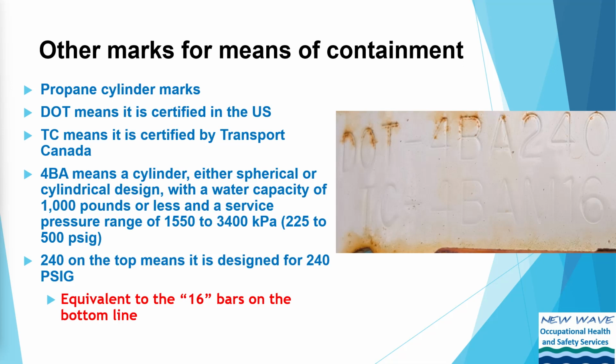4BA, common to both countries, means it is a cylinder, either spherical or cylindrical in design, with a water capacity of 1,000 pounds or less and a service pressure of 1,500 to 3,400 kilopascals, or 225 to 500 pounds per square inch. The 240 on the top means it is designed to hold 240 psi, an American unit of measure. This is equivalent to the 16 bars on the bottom line used in Canada.